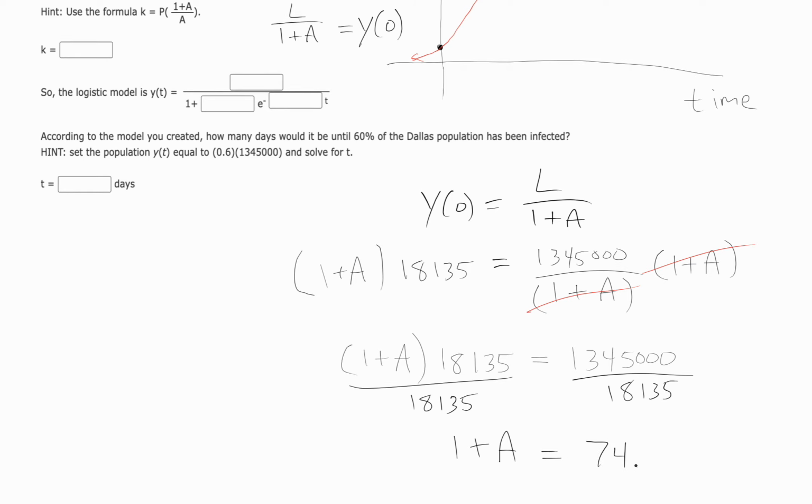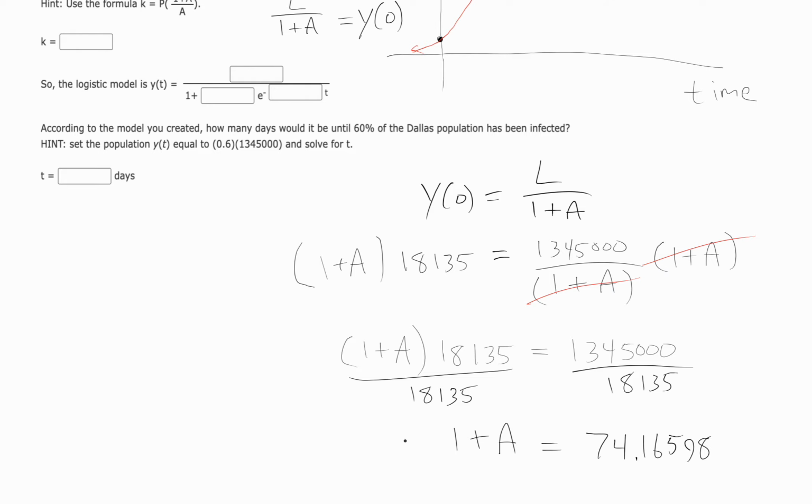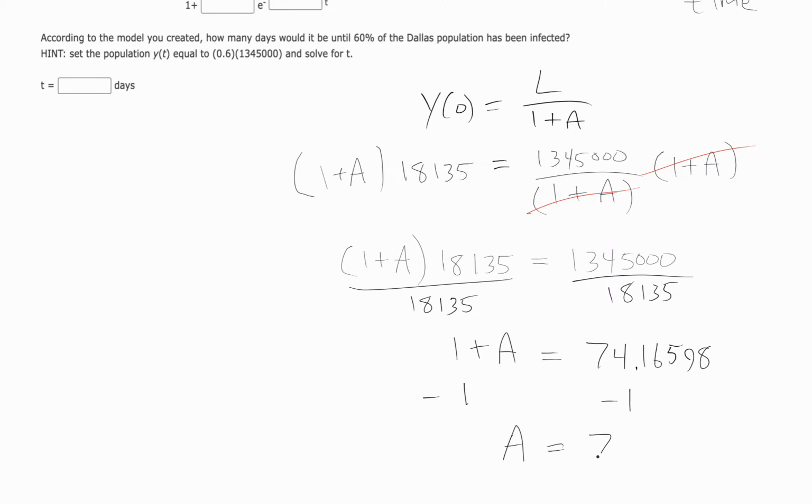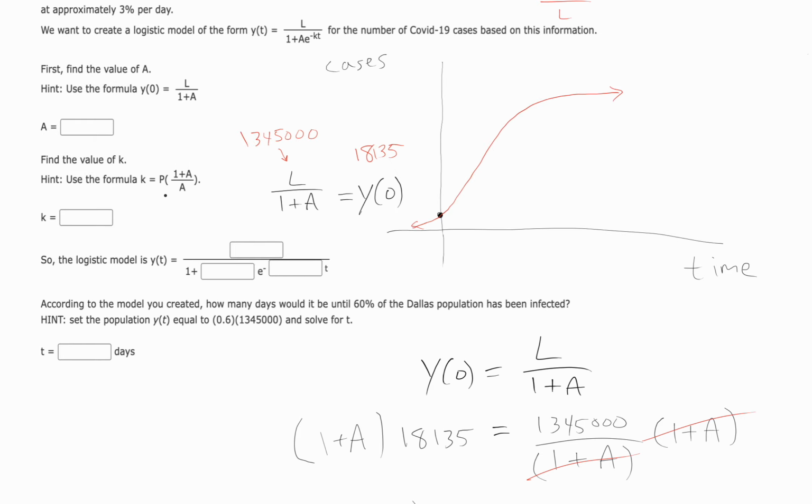That gives 74.16598. Then we'll subtract 1. So A is 73.16598.